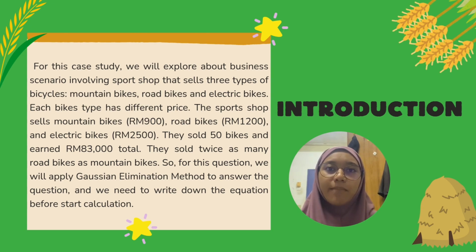They sold 50 bikes and earned 83,000 ringgit total. They sold twice as many road bikes as mountain bikes. So for this question, we will apply the Gaussian elimination method to answer the question, and we need to write down the equation before starting the calculation.